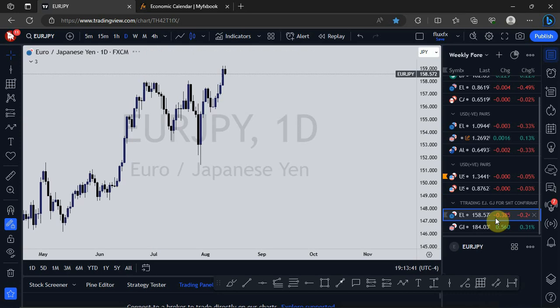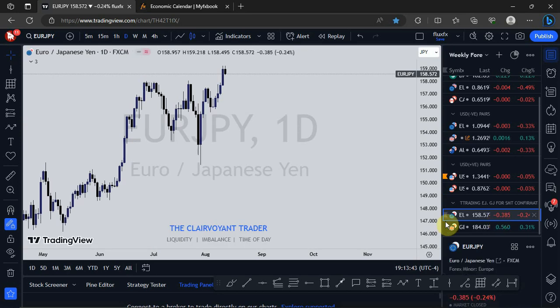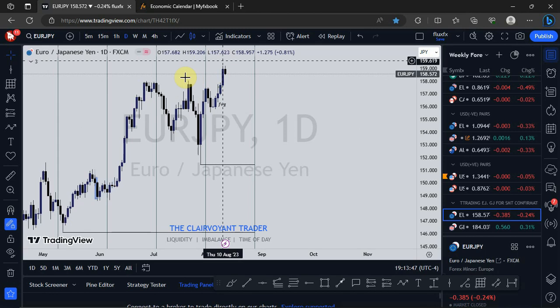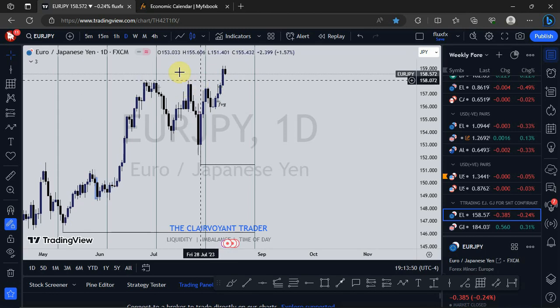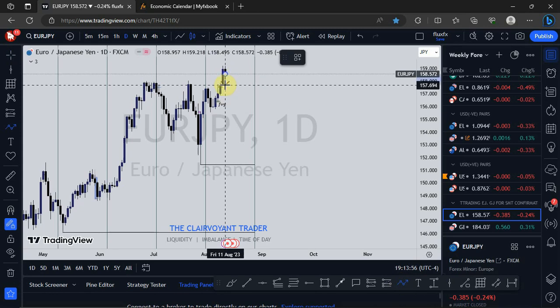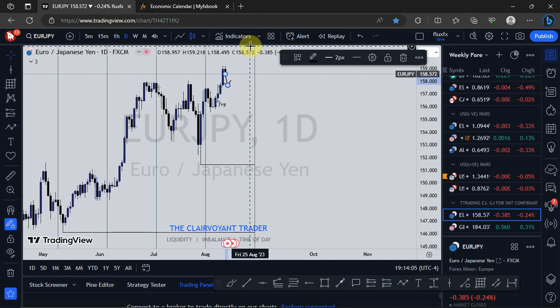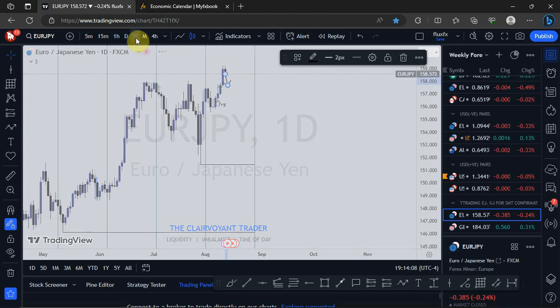We start with EURJPY. So for EURJPY, we've seen price pushing to the upside, taking out this swing high, or this previous high. So as it stands now, I'll expect to see EURJPY retrace a little bit back into this area, and then we see a continuation of a move to the upside. So that is going to be my expectation for EURJPY. But let's switch to the weekly and see what is happening in the weekly time frame.